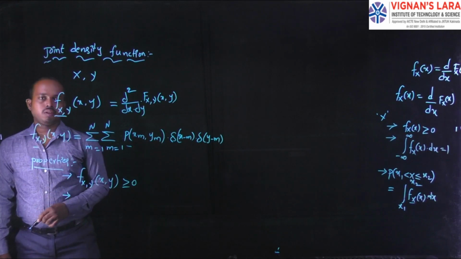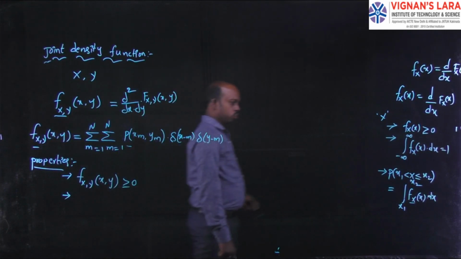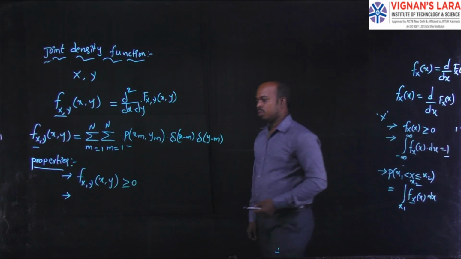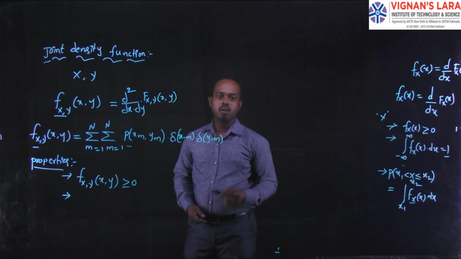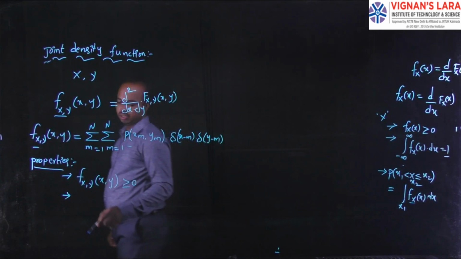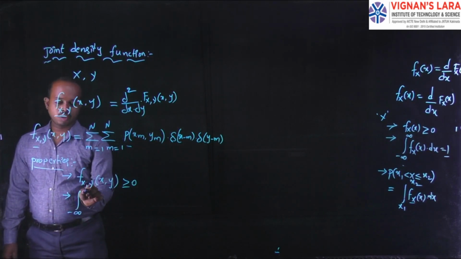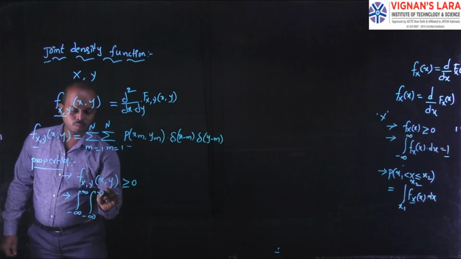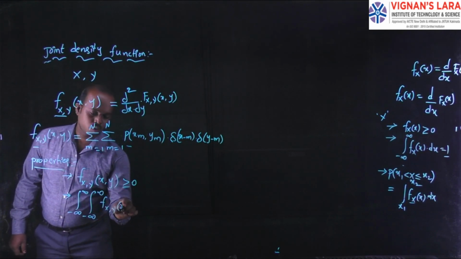The next property considers the integral from minus infinity to plus infinity, whose value is 1. But here we take one more integration, relating to the other random variable y. That's why I am writing the second formula. The second property of a joint density function is the integral from minus infinity to plus infinity and the integral from minus infinity to plus infinity of the joint density function f of X comma Y of x comma y.